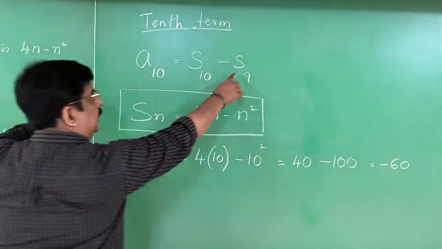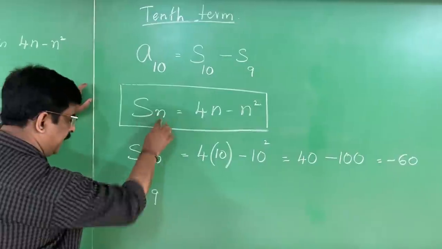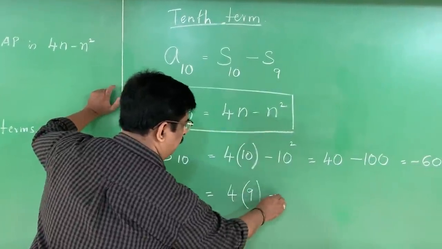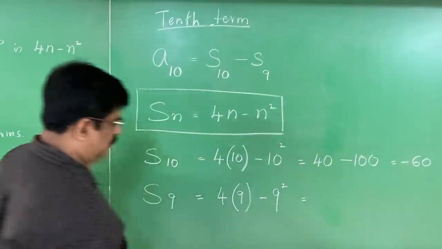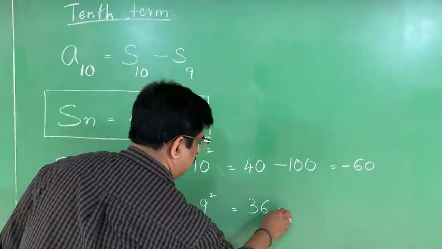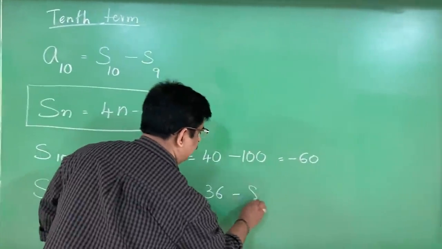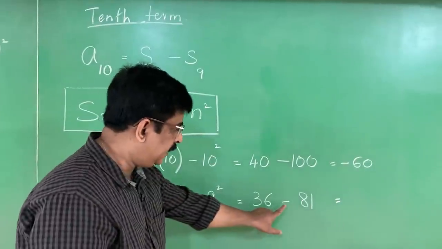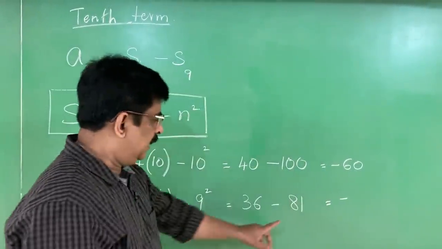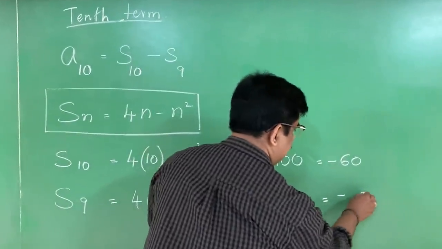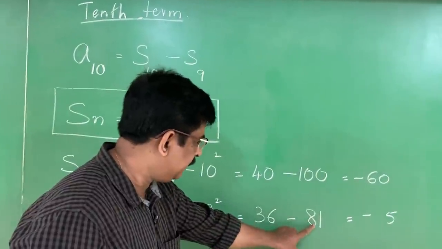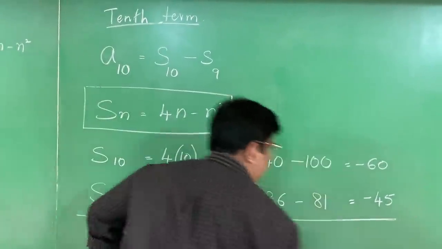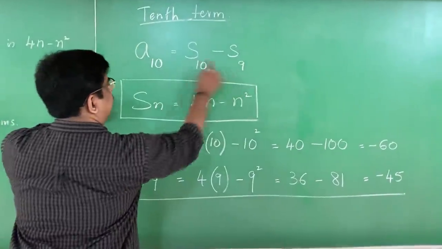10 is over. So what do I want? S9. S9 means wherever n is there, write 9. Which is equal to 4 of 9 minus 9 square, which is equal to 4 into 9 is 36 minus 9 square is 81. Now you have to subtract. When subtracting, you write the sign of the bigger number, here minus is there, therefore this is minus 45.